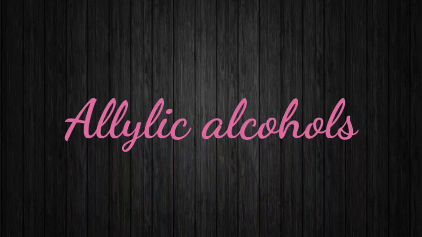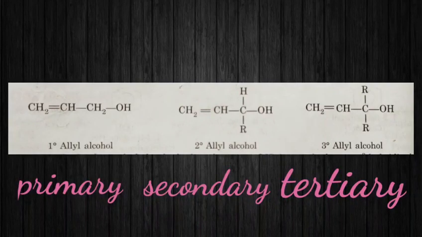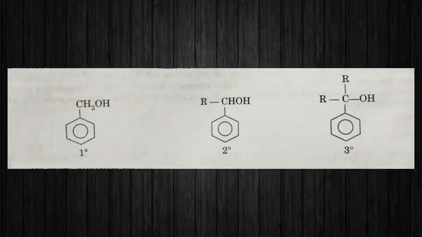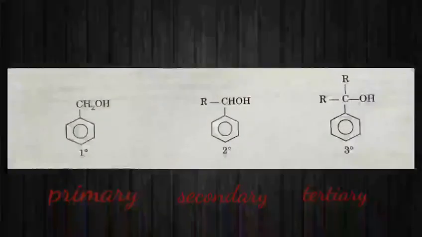In allylic alcohols, the hydroxyl group is attached to a sp3 hybridized carbon next to a carbon-carbon double bond, known as allylic carbon. These alcohols can also be classified as primary, secondary or tertiary allylic alcohols. Students, in benzylic alcohols, the hydroxyl group OH is attached to a sp3 hybridized carbon atom next to an aromatic ring. These alcohols may also be classified as primary, secondary and tertiary benzylic alcohols. These are also called aromatic alcohols.